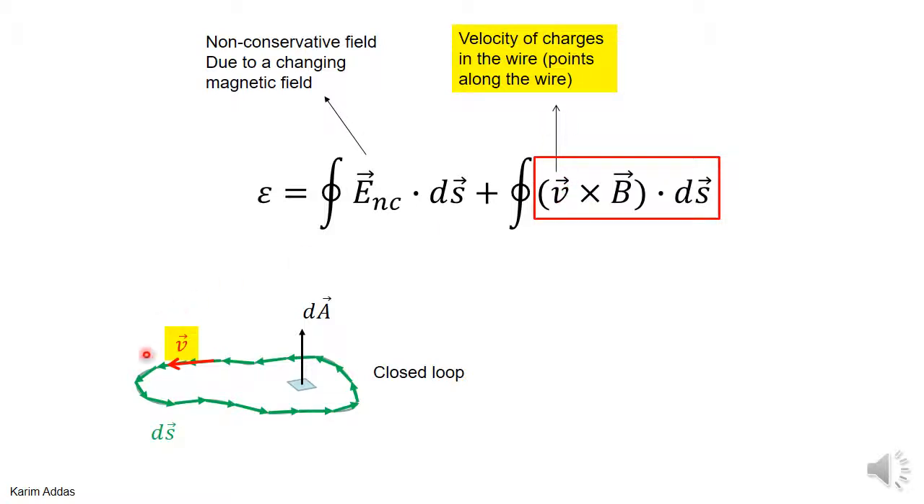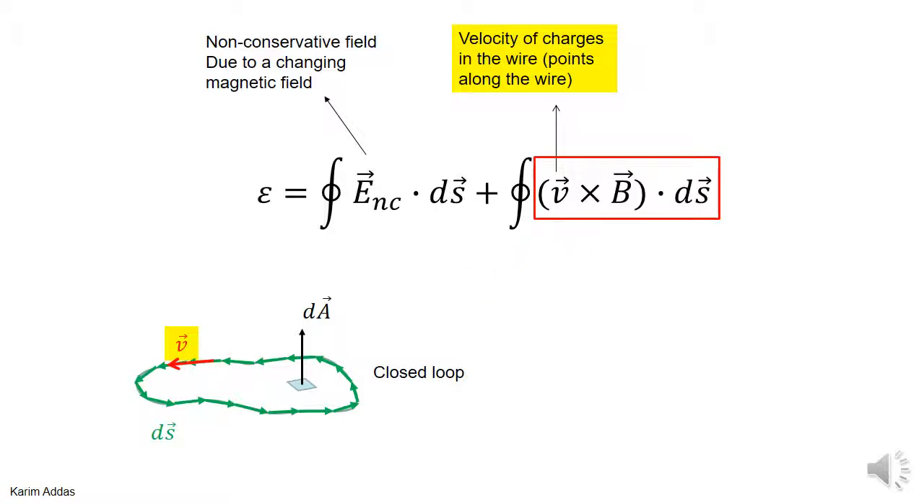V is the velocity of the charges along the wire. So for instance, over here, V is the velocity. It's pointing in the same direction as the wire, so it's pointing in the same direction as ds. ds are elements of length along the direction of the wire. So at this point, the V and the ds vectors point in exactly the same direction.